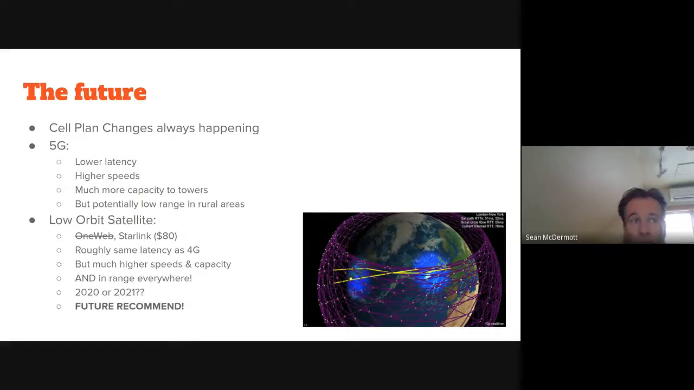The good news is if this happens and it's as successful as Elon says it's going to be, it will be a realistic competitor to the cell networks, and the cell plans might actually come down in price. They'll have to compete. And so this is going to be really interesting to watch.